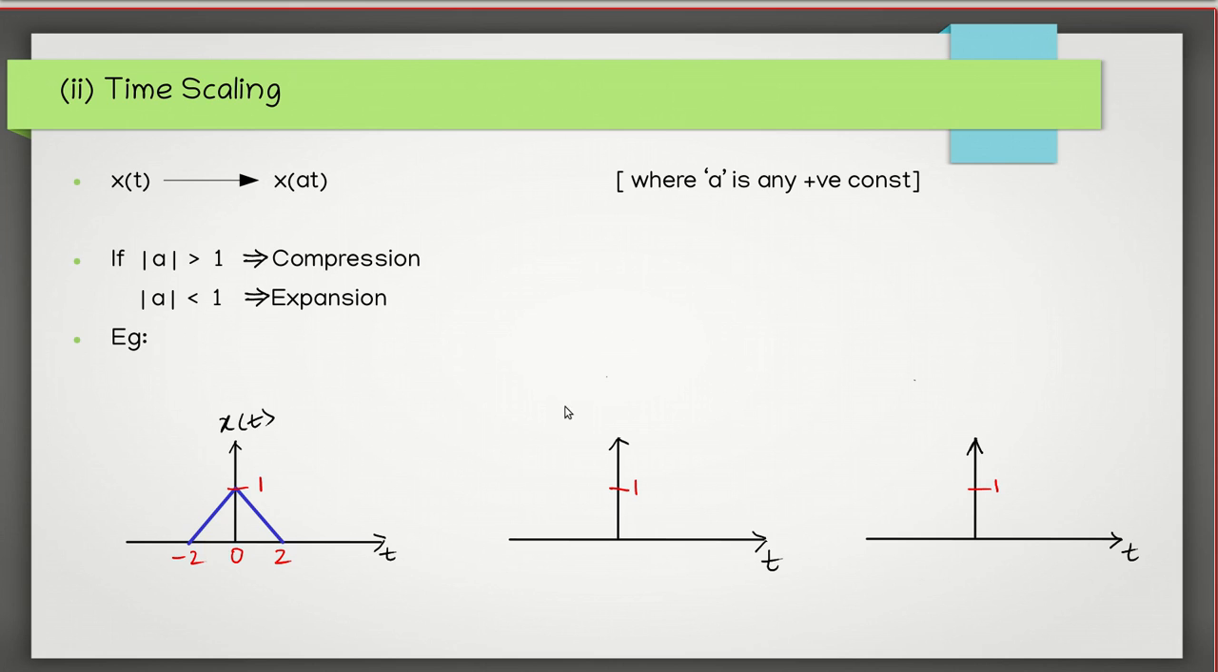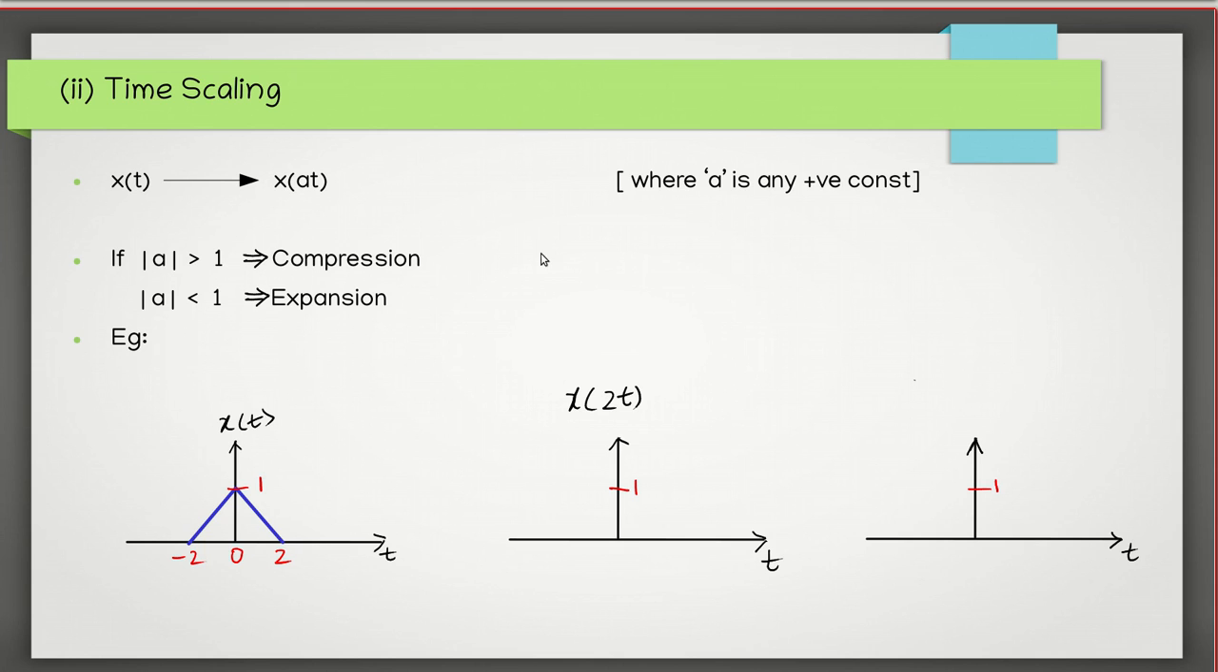So let's just consider the given signal x of t, this triangular shaped signal, and let's try to plot x of 2t. By comparing this with x of at, a is equal to 2 and 2 is definitely greater than 1. So the signal we are going to get over here is going to be a compressed version of the initial signal x of t.